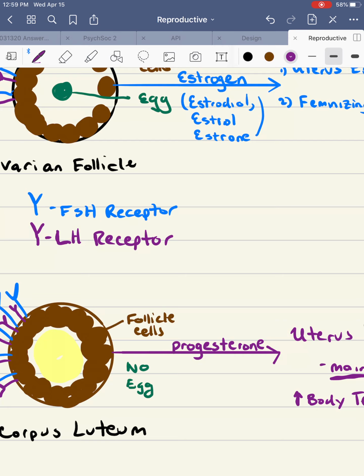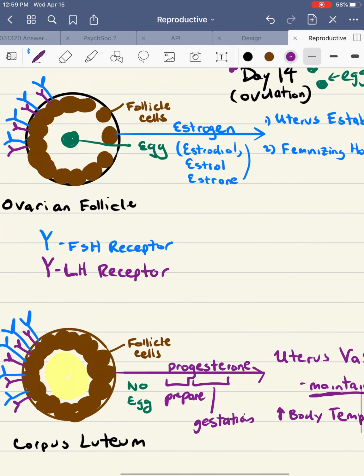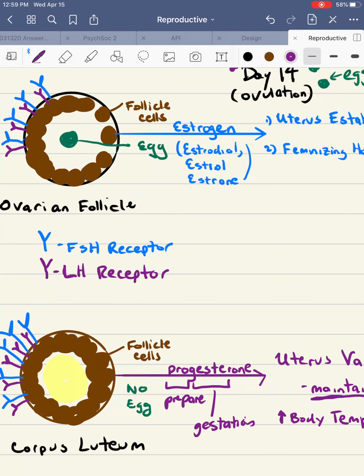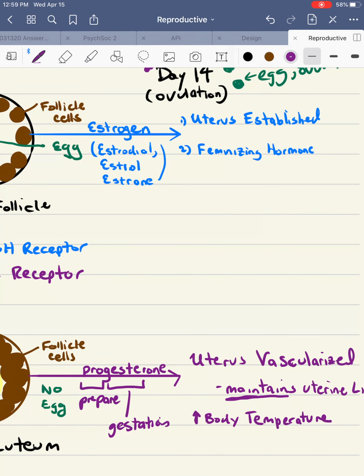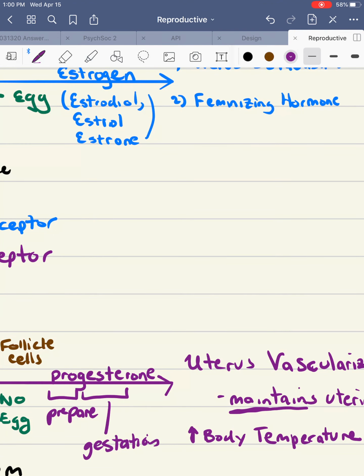If you look at the word progesterone, it means to prepare for gestation. It helps in gestation, fetal development. The progesterone will bind onto the uterus, and then the uterus becomes vascularized. What do I mean by that? The uterus becomes very, very vascularized. Vascular means blood vessels.